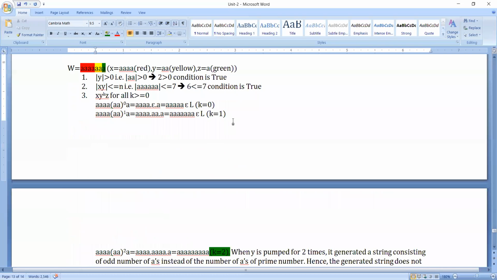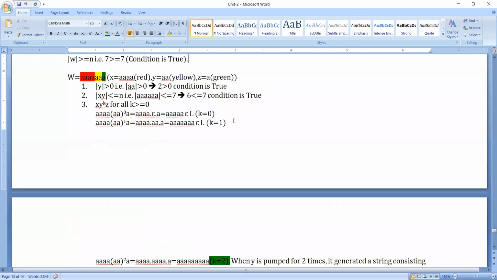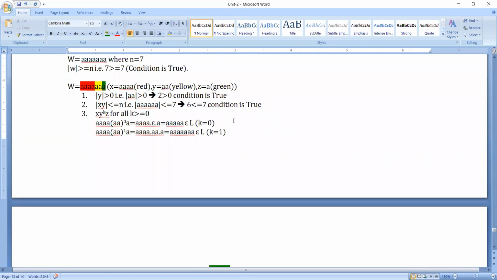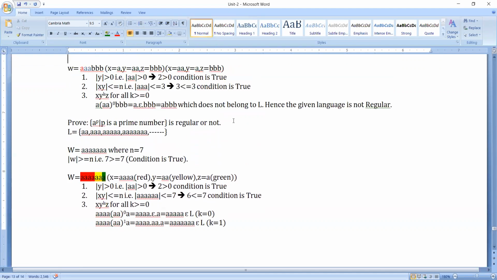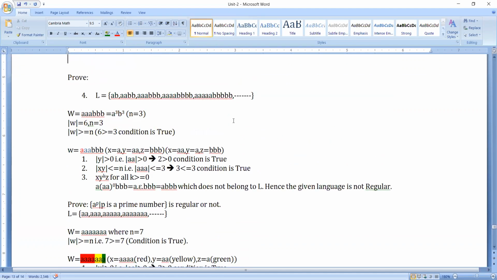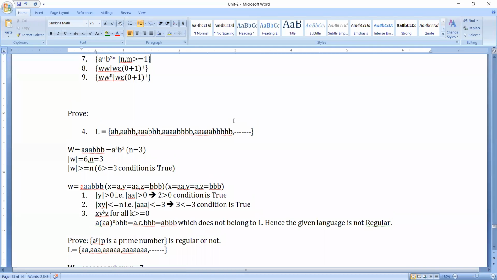That's the reason we said the pumping lemma theorem is a contradiction. Contradiction in the sense that we are using the pumping lemma not to prove the language is regular, but to prove that the language is not regular. So this is how we make use of the pumping lemma theorem.